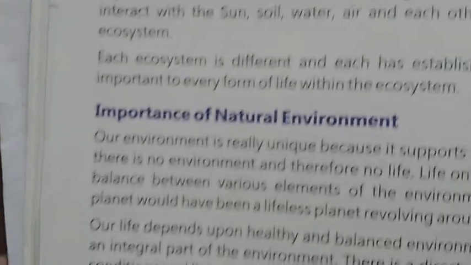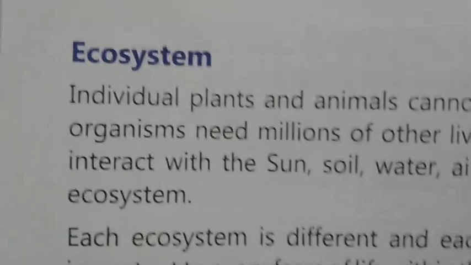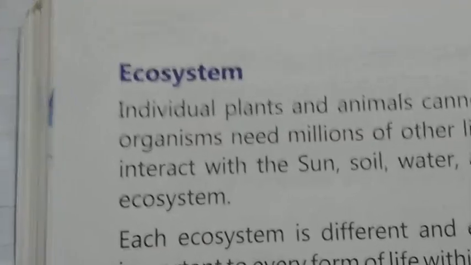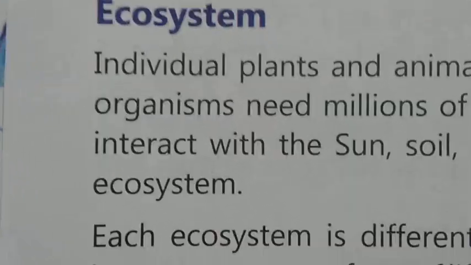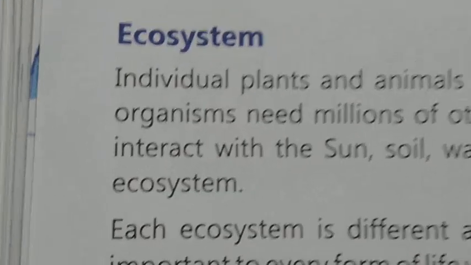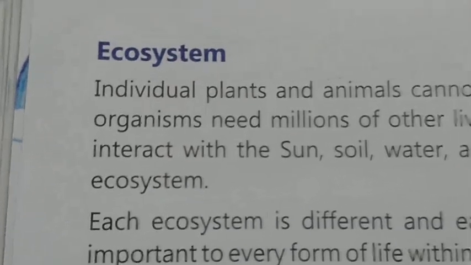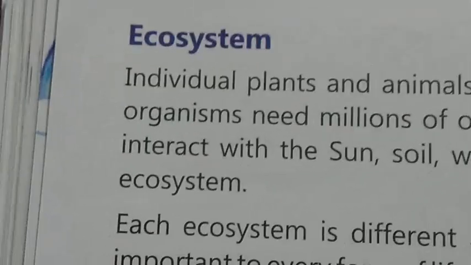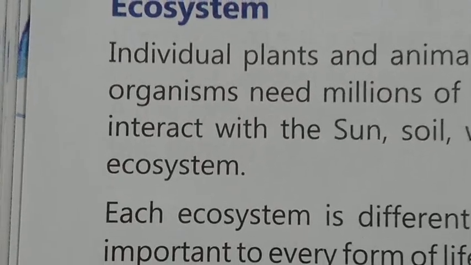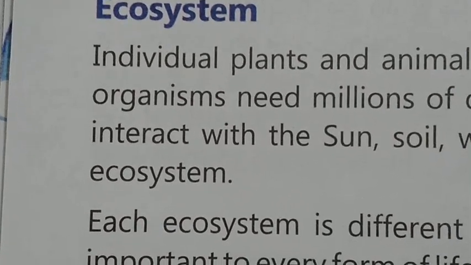Next, we learned about the ecosystem. Individual plants and animals cannot exist by themselves on planet Earth. All living organisms need millions of other living organisms to survive. All the living organisms interact with each other, and with the sun, soil, water, and air. This interaction is called an ecosystem. Food chain is a part of the ecosystem, as I told you before. Each ecosystem is different and each has established a balance over time.